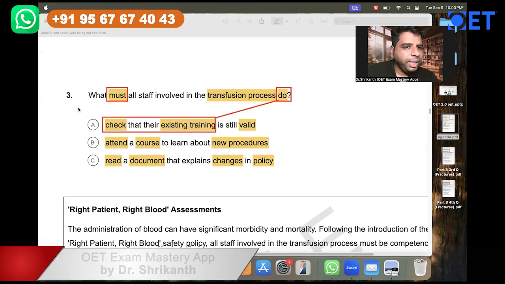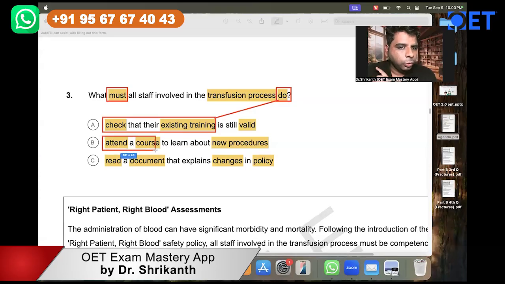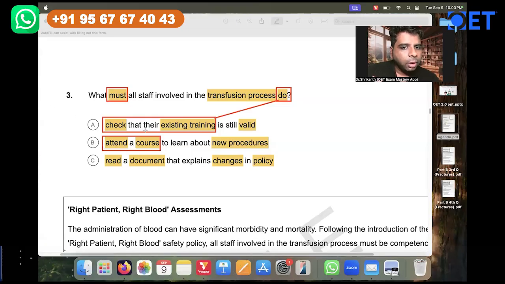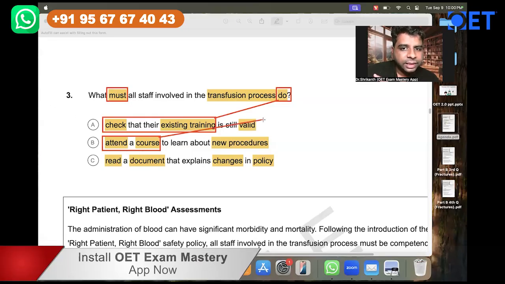Answer option B, what is the action over here? They have to attend one single course. They don't have to attend two courses, three courses. They only have to attend one single course, which is teaching them about new procedures. So that is the second obligation that they have to do, according to answer option B.